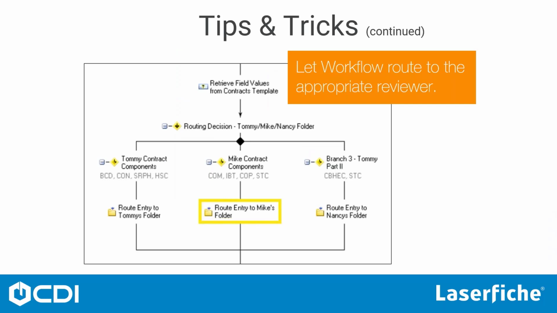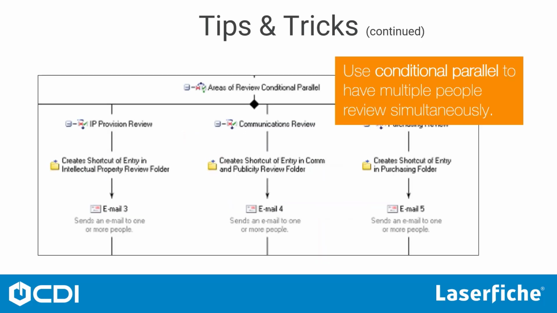So you can leverage the system again to route from person to person. This can also be dynamic. So based on the type of contract that you're submitting, or the department, or the manager of that particular department, Laserfiche can identify and appropriately route that document from person to person pretty easily. And you can use conditional parallels to have multiple people reviewing the document at the same time.